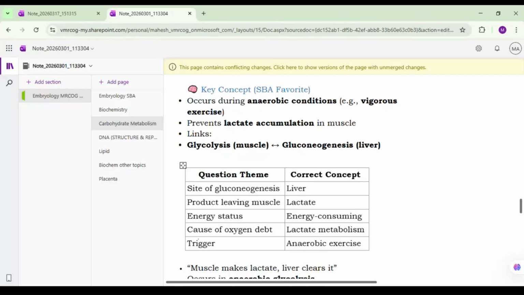The product leaving the muscle is lactate. As for energy status, the Cori cycle is not producing any energy; it is an energy-consuming cycle.